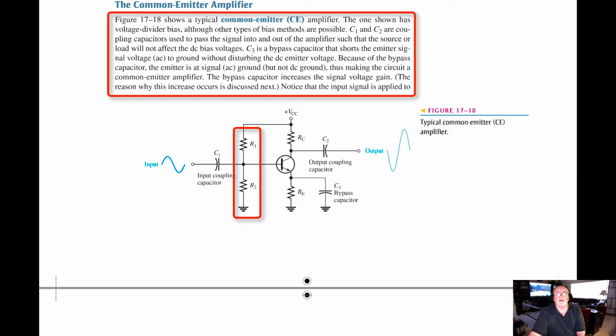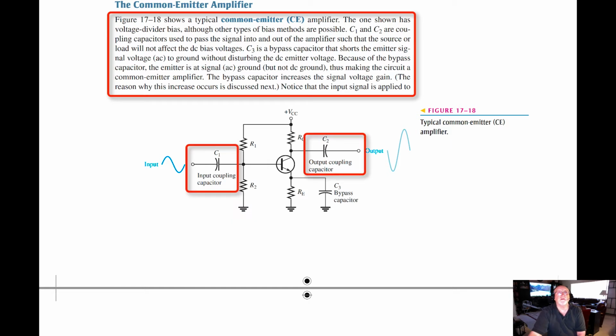Capacitor 1 and capacitor 2, on the input and output, are coupling capacitors used to pass the signal into and out of the amplifier, such that the source or the load will not affect the DC biases. I mean, you can see what could be happening here is this output coupling capacitor could be attached to the input of another stage. Okay, so we look at these configurations of what's going on input to output.